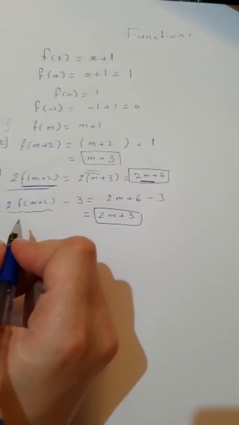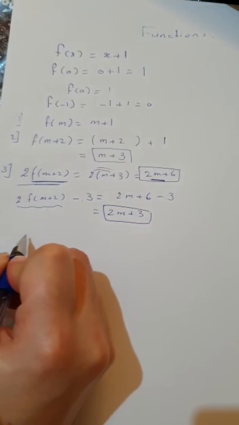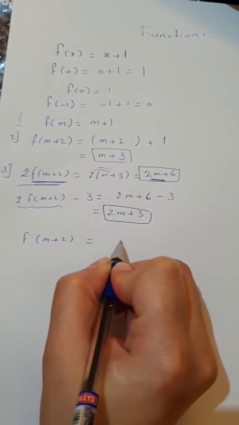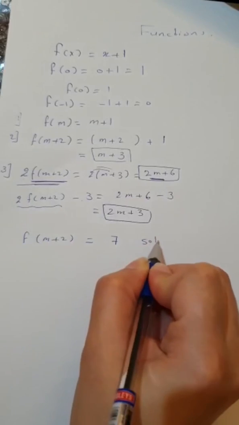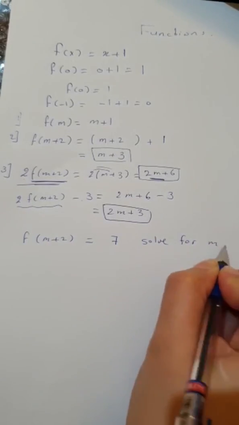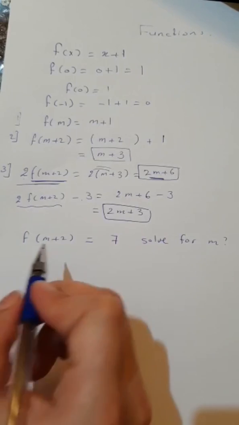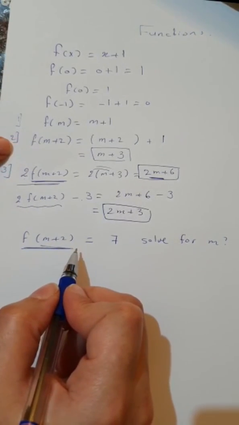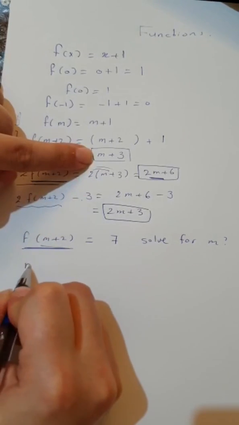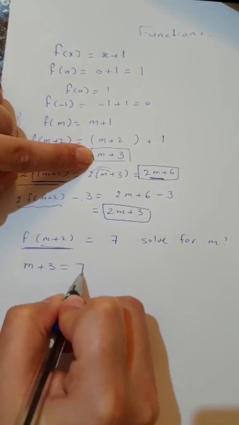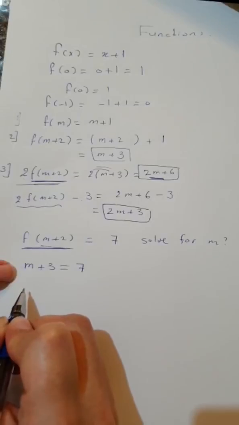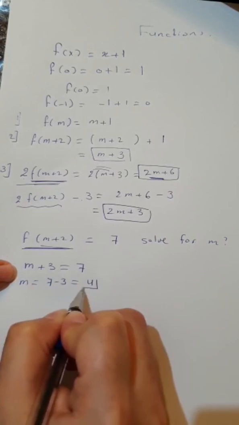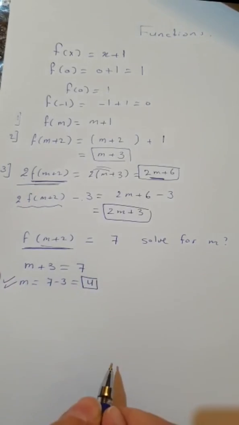If I go for another thing, what if the question asks me that f of m plus 2 equal to 7? Solve for m. I will find here f of m plus 2 equal to what? And we found it already in step number 2. So I'm going to say that m plus 3 is equal to 7. And if I want to solve for m in this case, I'm going to get m equal to 7 minus 3, which is equal to 4. So according to this, we're going to get m equal to 4.